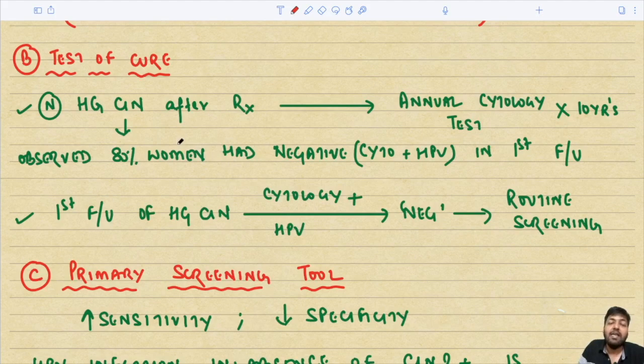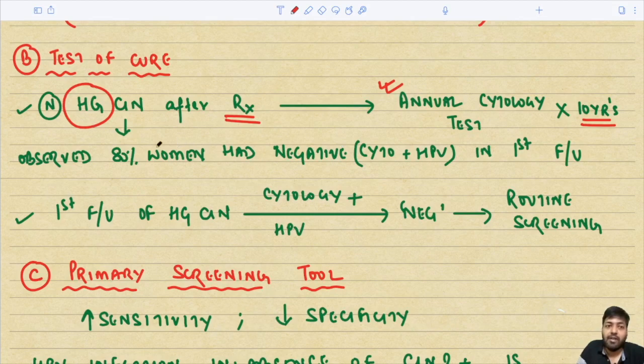Normally a patient who has been diagnosed with a high grade SIN, SIN stands for cervical intraepithelial neoplasia, on cytology, is going to receive some kind of treatment. After the treatment of such patients of high grade SIN, they are kept on annual cytological evaluation for 10 years. Now this is relatively a long period of time. The patient has to come every year. So what was decided or what was seen?